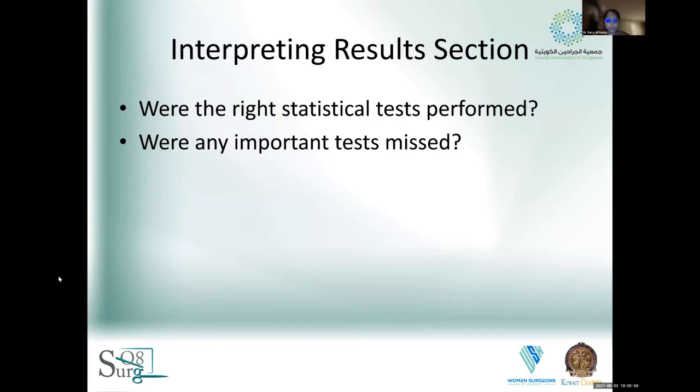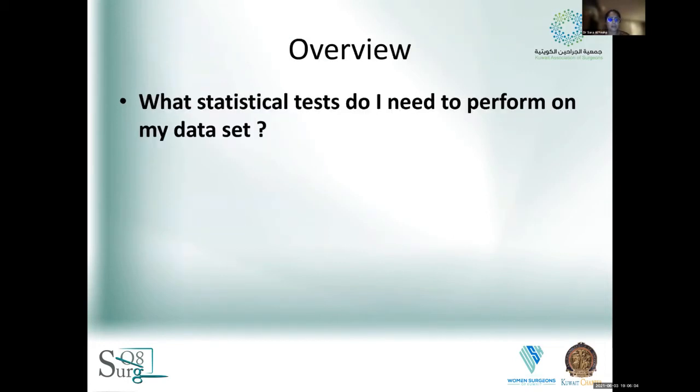And okay, so interpreting the results section in a paper, what is it all about? It's really about two things: were the right statistical tests performed in a paper, and did we miss any important tests? And to answer that question really comes down to knowing what statistical tests I need to perform on my data set, for instance, if you were writing a research paper.